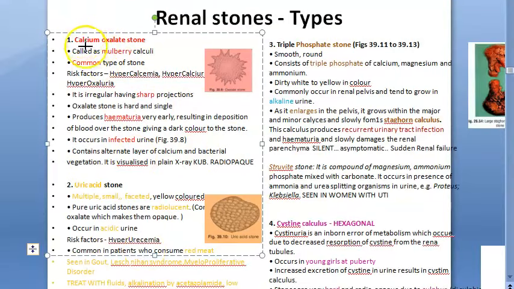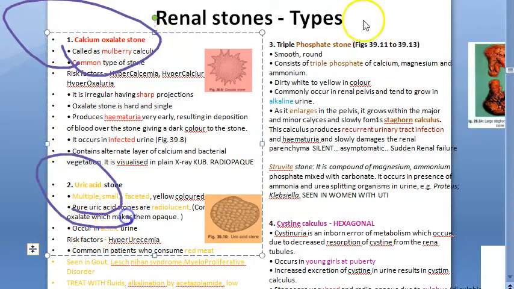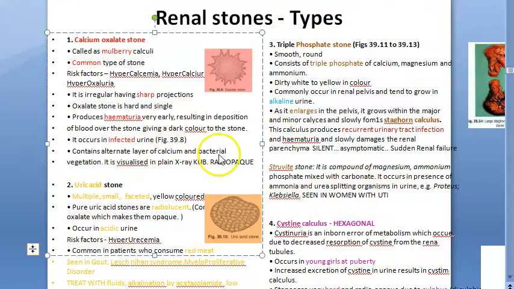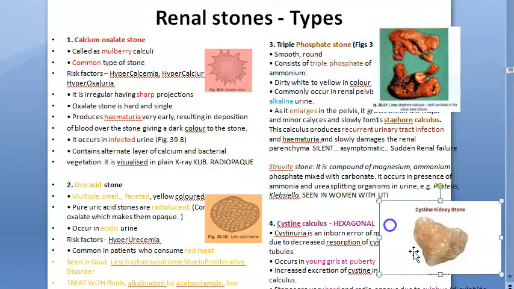First one is calcium oxalate stone. You can see that here, it's written in very small font. Then you have the uric acid stone. Here you have the triple phosphate stone, and here you have the cysteine stone. Okay, we'll go one by one, don't worry. Just look at the photos here. I'll just tell you overall if you want. This is calcium oxalate stone. This one is uric acid stone. This one is triple phosphate stone, and this one is cysteine stone.